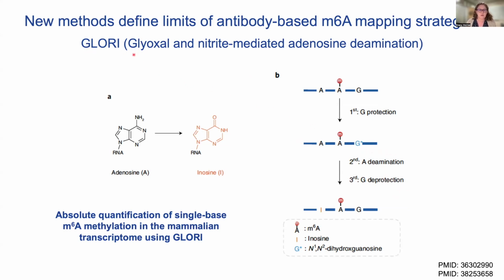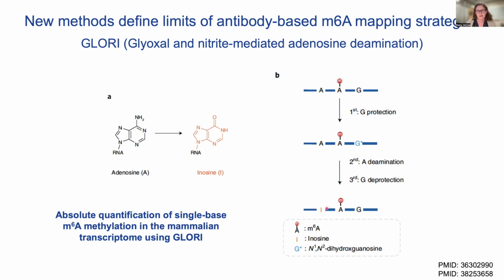This one is called GLORY, which is glyoxal and nitrite mediated adenosine deamination. It takes advantage of the fact that adenosine can be deaminated into inosine, and that looks different when you do sequencing because it's read as a G. So you can do an experiment, what we call a protection. I'm not going to get into the chemistry, but there are chemical protection steps that you can do, and they will protect your M6A-containing mark. And then you can do a deamination. If it's not protected, it gets changed to an I, and that's different by sequencing.